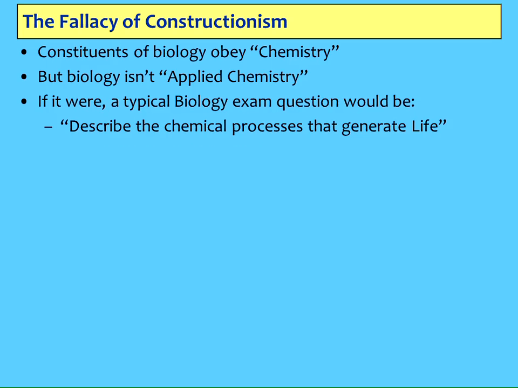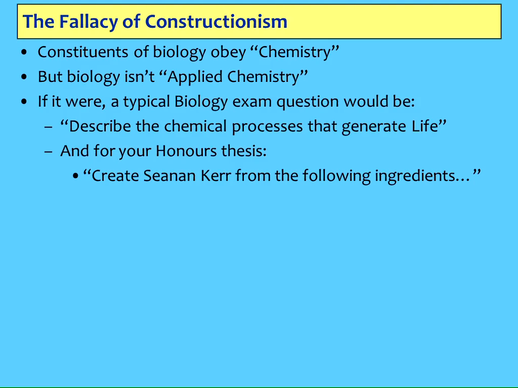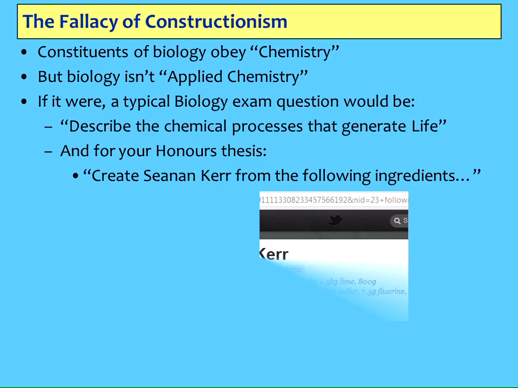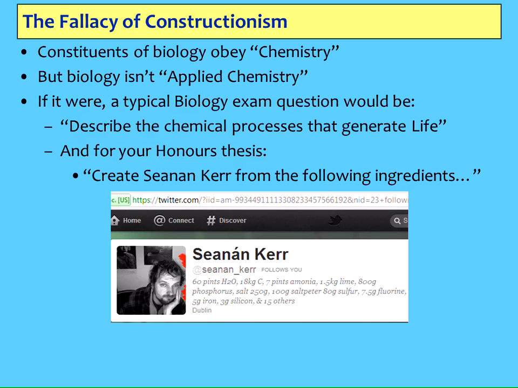Even worse, you might get somebody saying this, your honours thesis, here are the chemicals that make up a human. This is a bloke who just jumped onto my Twitter feed recently, and I love the way he described himself in his Twitter feed. Here's his self-description. 60 pints of H2O, 18 kilograms of carbon, 7 pints of ammonia, 1.5 kilos of lime, 800 grams of phosphorus, 250 grams of salt, 100 grams of saltpeter, 80 grams of sulfur, 7.5 grams of fluoride, 5 grams of lime, 3 grams of silicon, and 15 others.